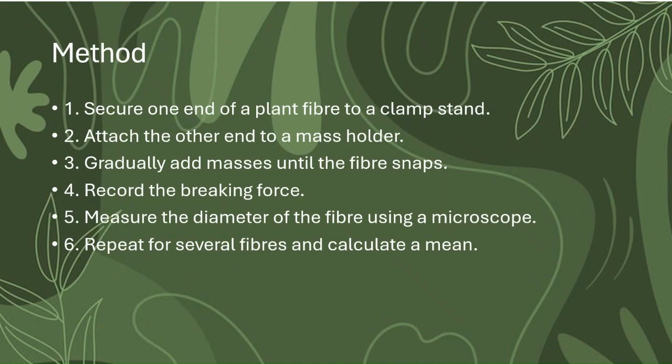So secure one end of a plant fiber to a clamp stand and then attach the other end to a mass holder. Gradually add masses until the fiber snaps and then record the breaking force. Measure the diameter of the fiber using a microscope, repeat for several fibers and calculate a mean.